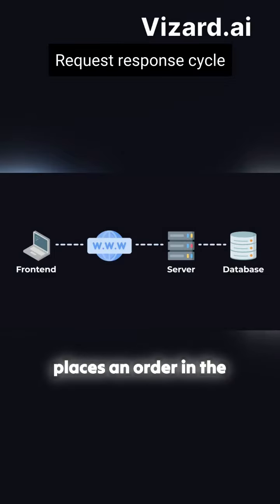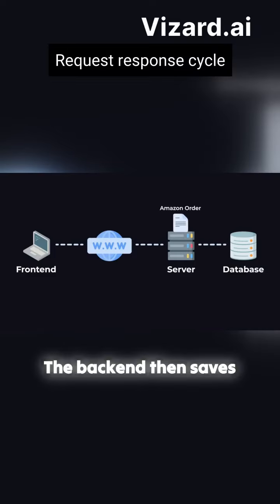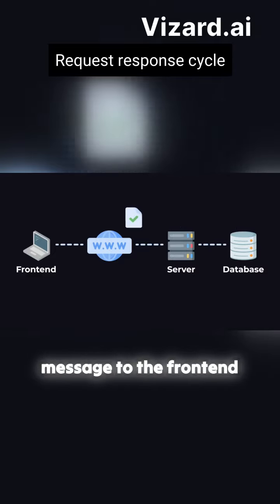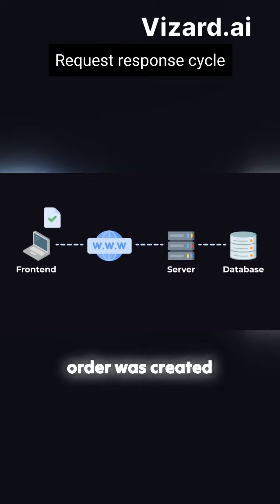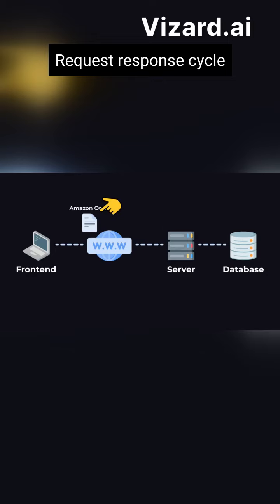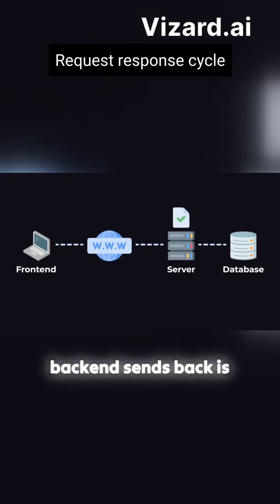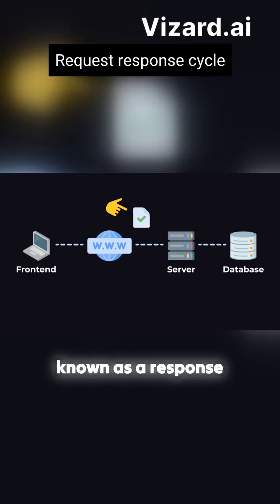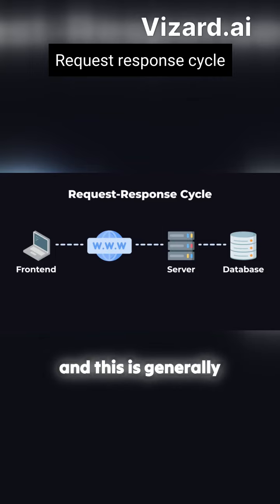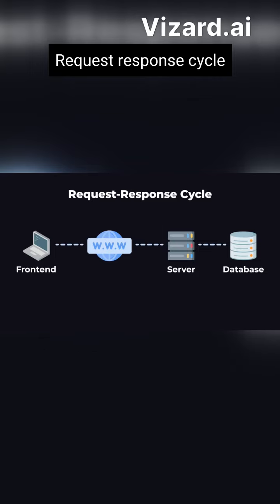When the customer places an order, the front end sends a message containing the order to the backend. The backend then saves the order to a database and sends back a message to the front end confirming that the order was created. The message that the front end sends to the backend is known as a request, and the message that the backend sends back is known as a response.